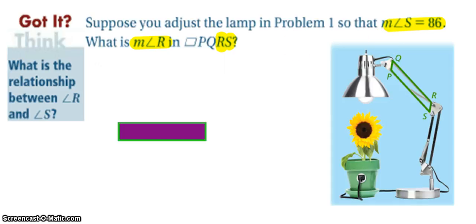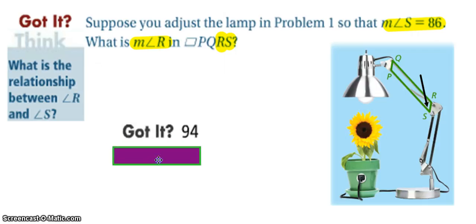And now we're here at the problem in the Got It that relates back to problem 1. So it says if we change the measure of angle S to be 86, so here's my measure of angle S right in there, and then they want to know what would be the measure of angle R. Now we don't even really need the picture for this, because based on how my parallelogram is named, I know that R and S are consecutive angles, which means that they must be supplementary. So if S measures 86, we know that R must be its supplement and measure 94 degrees.